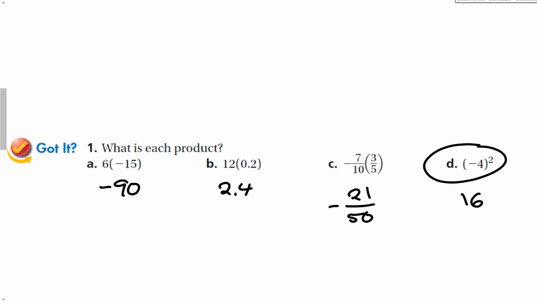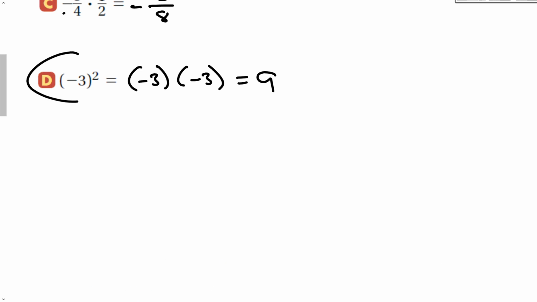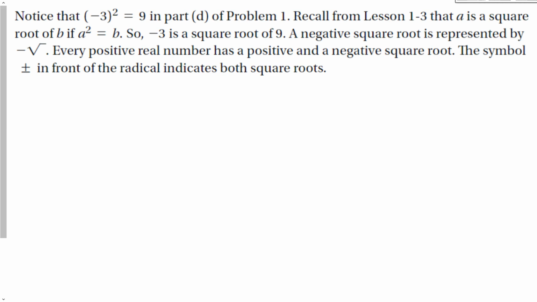So that one and this one, part D, tell us something important. Okay? So notice that negative 3 squared is positive 9. So recall from before, lesson 1.3, that a is a square root of b if a squared equals b. So negative 3 technically is a square root of 9. Okay? But when we want the negative square root, if we see this, that is just going to be equal to 3. Because this symbol right here, the square root symbol, means the principal root.